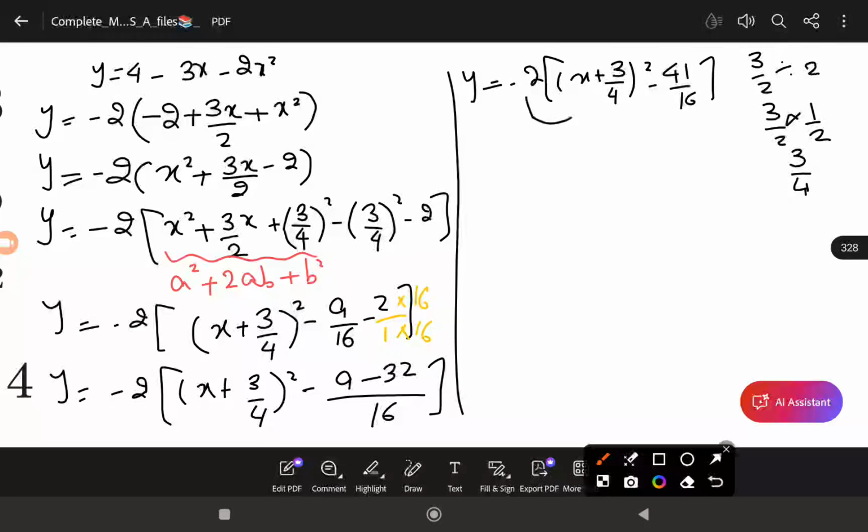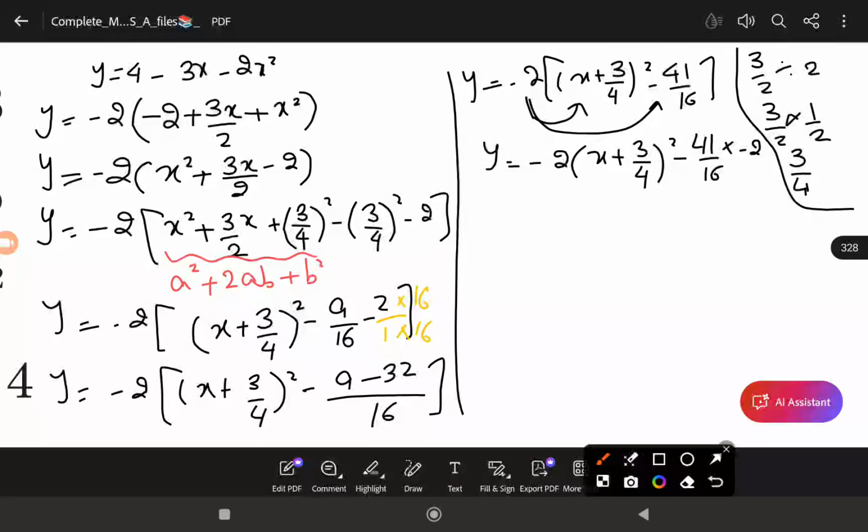Now this 2 will be applied on this and this 2 will be applied on this as well. So it will become minus 2 x plus 3 over 4 whole square, and when applied on this it will look like minus 41 over 16 times minus 2. y equals minus 2 bracket x plus 3 over 4 squared plus 41 over 8.